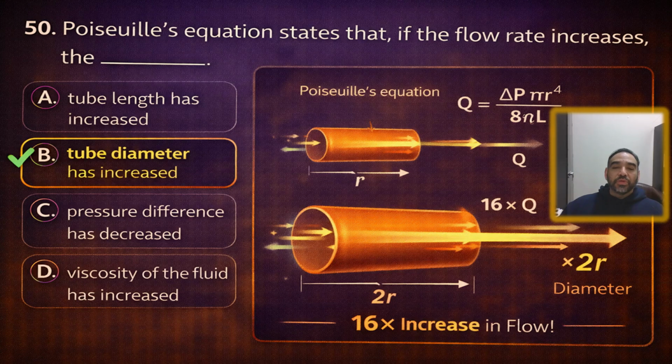radius is what rules everything. So increased diameter, massive increase in flow. And that's a dominant factor in the equation. Again, Poiseuille's law, Poiseuille's equation. Trying to say it in the correct French pronunciation.